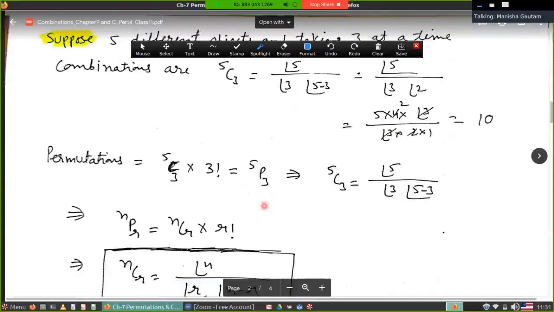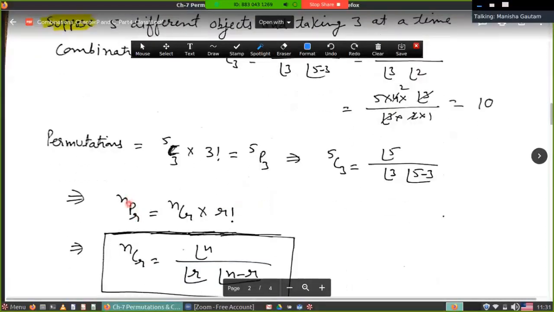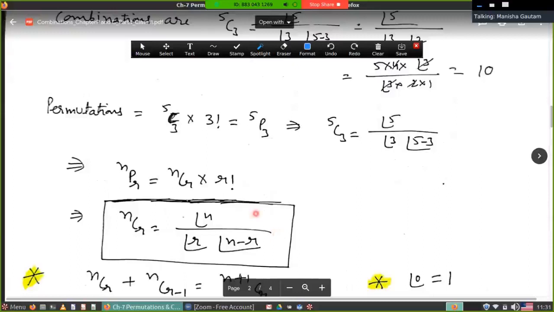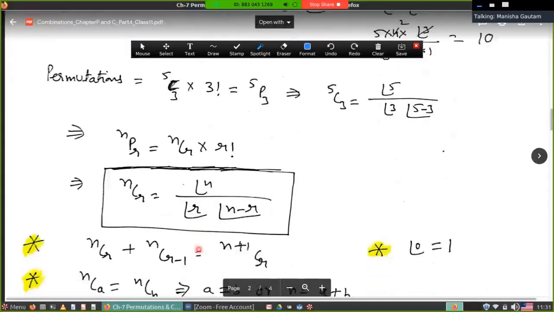So you get the formula: nPr is equal to nCr into r factorial. And nCr is equal to nPr upon r factorial, where nPr is factorial n upon factorial n minus r. So nCr equals factorial n upon factorial n minus r and factorial r. This is the formula to get the combination of the given objects when you are selecting r objects out of n objects.